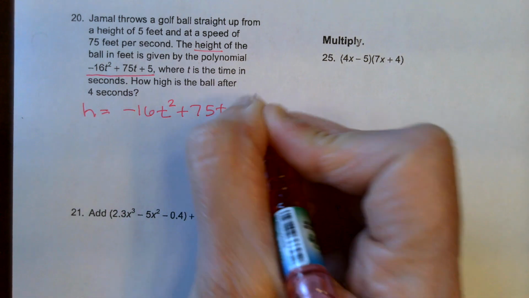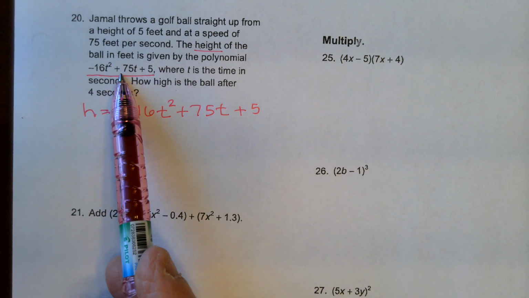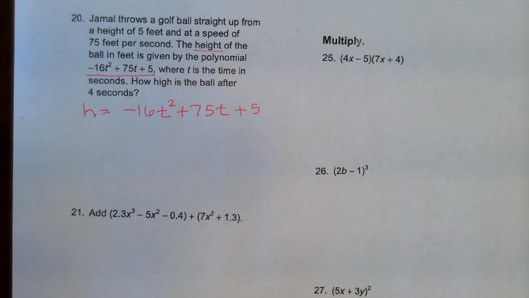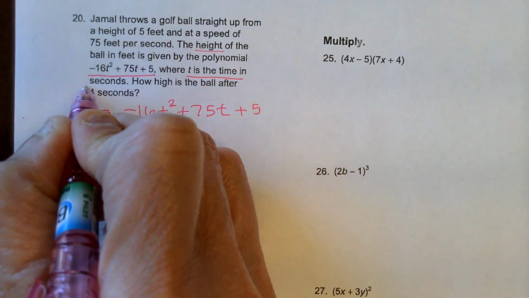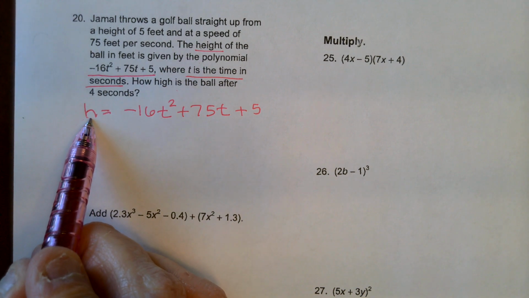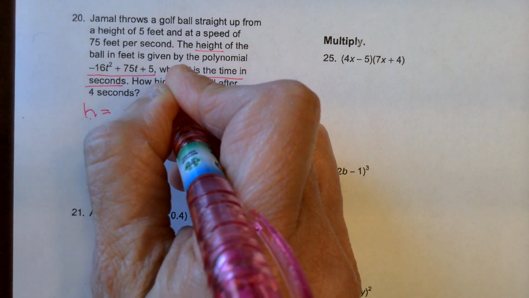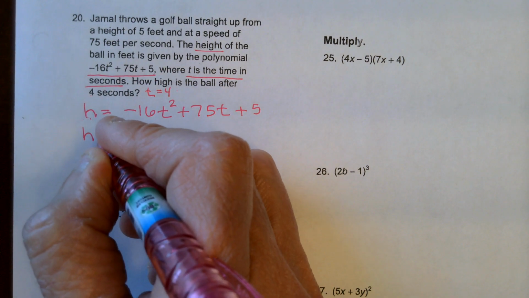So although they just described all this information for you, they didn't expect you to put it into this. They did that for you. So don't let that throw you off. This information is right in the equation already. And t is the time in seconds. How high is the ball? How high is the ball after 4 seconds? Oh, they gave you t. It's 4. All you have to do is substitute it in.